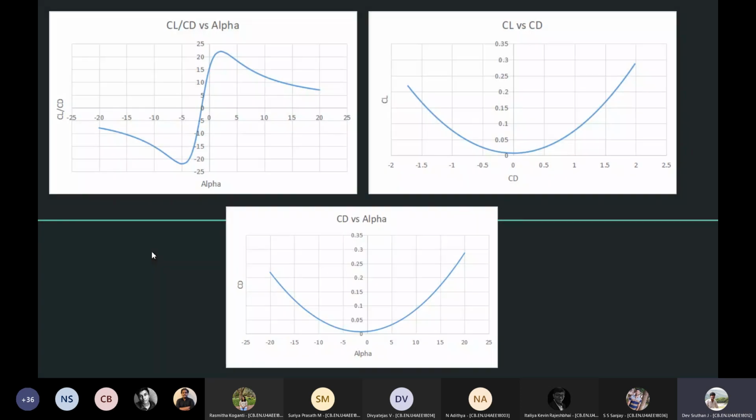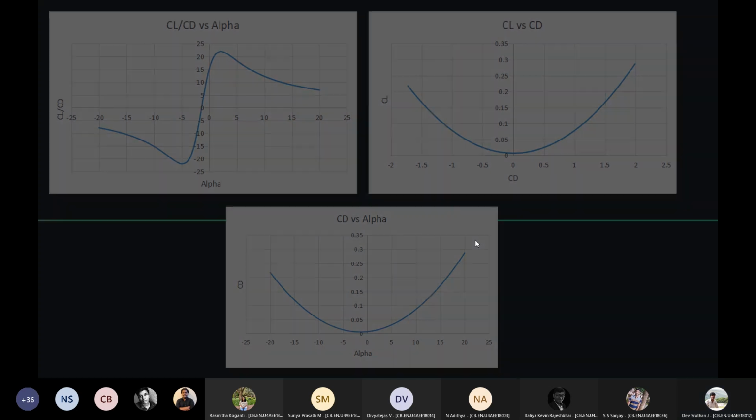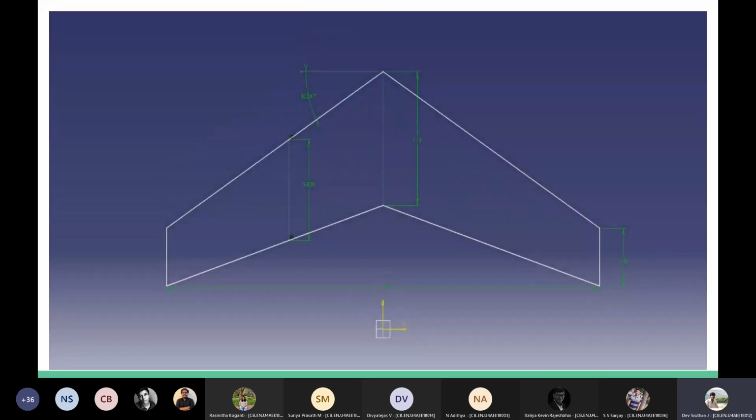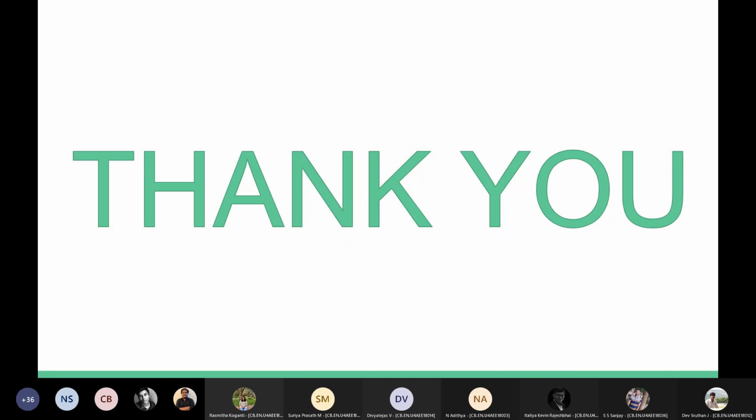Moving on, we've plotted CL versus CD, CL by CD versus alpha, and CD versus alpha for the equations we got. And this is our final wing design based on the values we got. We got 5.83 and it's almost near everything. Thank you.